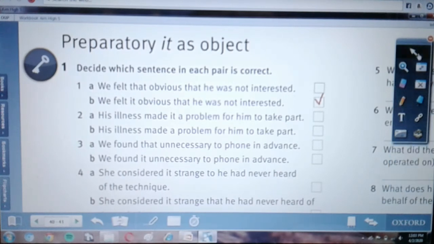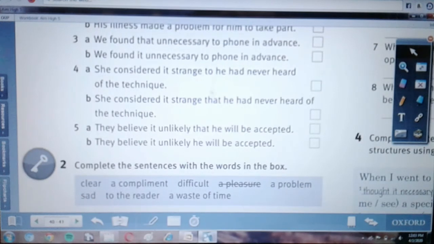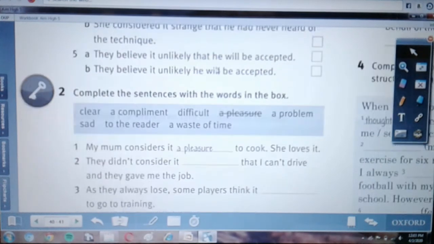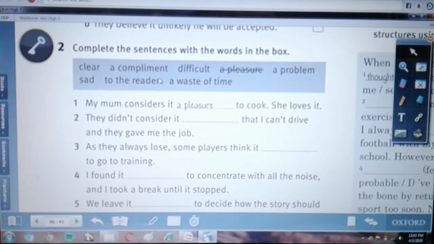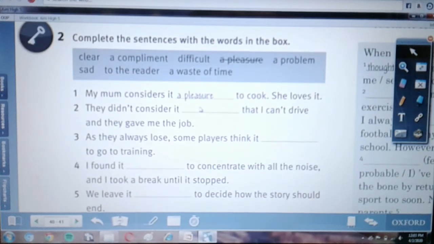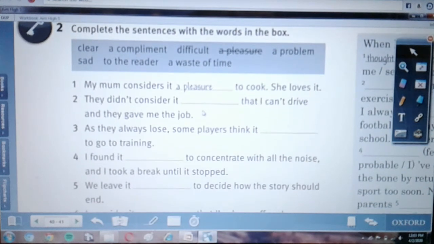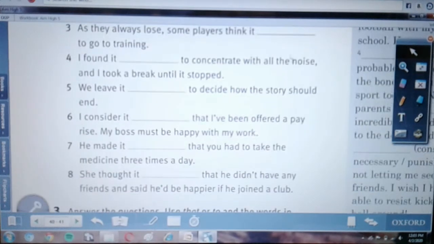Now it's time for you to finish the rest of the numbers: 2, 3, 4, and 5. After that, move on to the second part. You need to complete the sentences with the words in the box. So you have clear, a compliment, difficult, a problem, sad to the reader, and waste of time. Just complete the sentences with the correct word. For example, in number 1, my mom considers it a pleasure to cook. She loves it. Please fill in the blanks from number 2 till number 8.